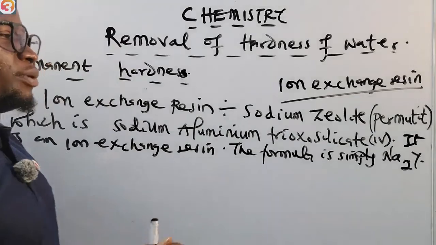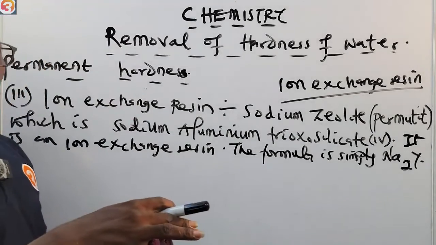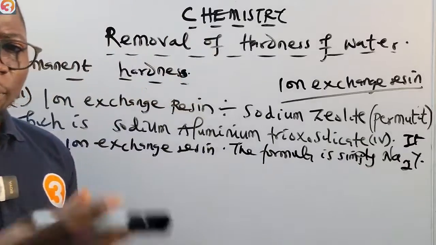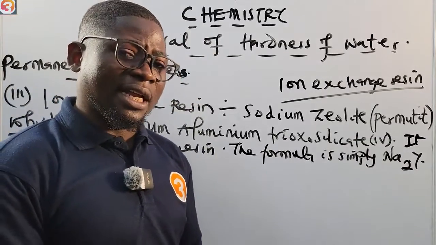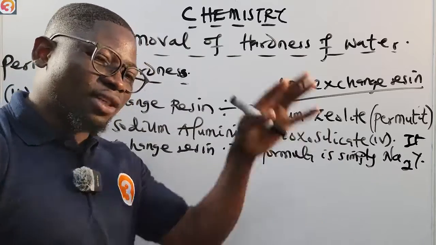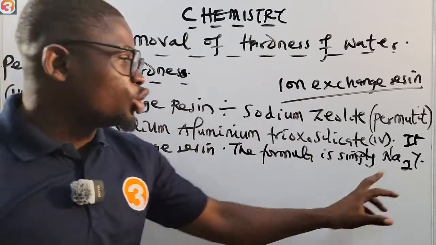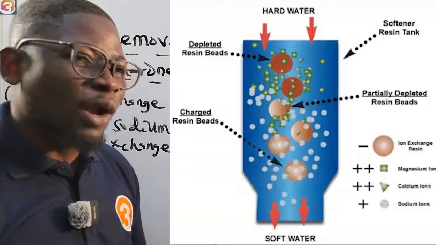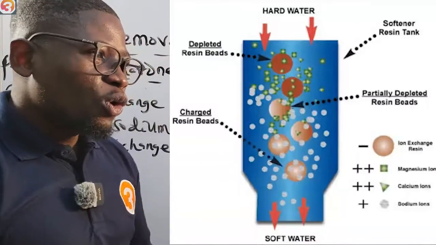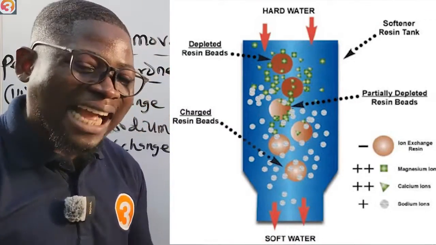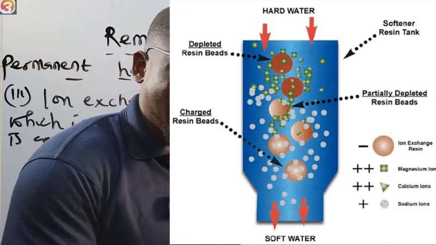So what happens is that we pour hard water into the resin. Once we pour water containing hardness into the resin, the sodium ions from this resin leave the resin and enter into the water. Once they enter the water, that sodium ion will displace the calcium ions that are present in the hard water.